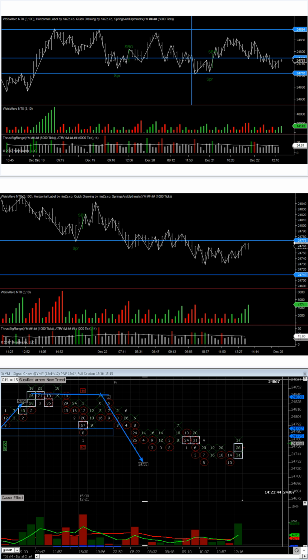Alright, so I thought I'd do a quick video. What I'm looking at on the top is the 5,000 tick time frame of the YM futures, the Dow futures. In the middle, I have the lower time frame, which I'm using 1,000 tick. And beneath that, I'm using a point and figure chart, 12 by 1, with volume.